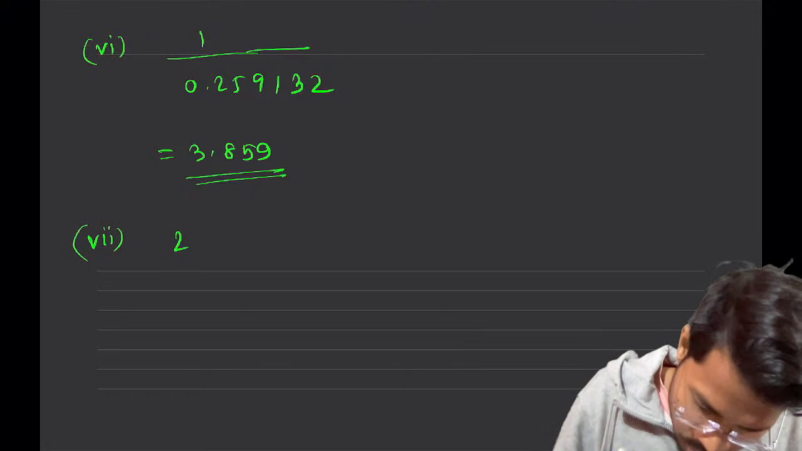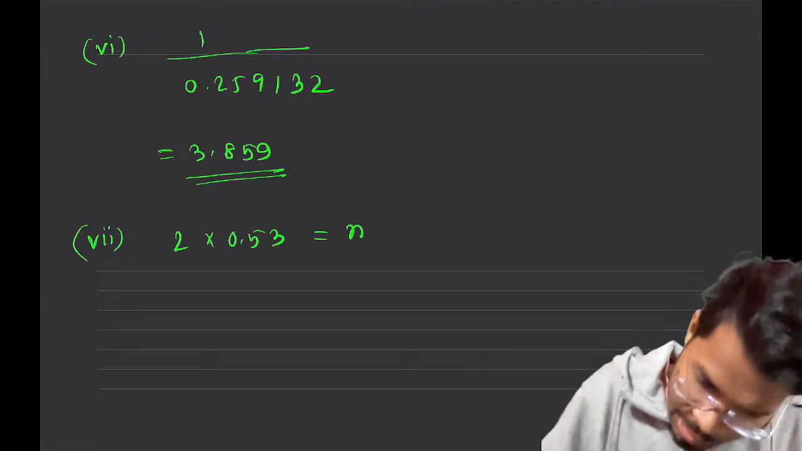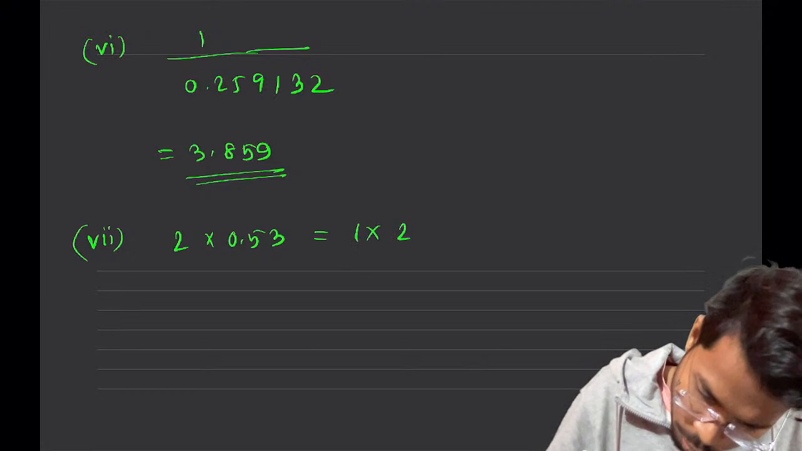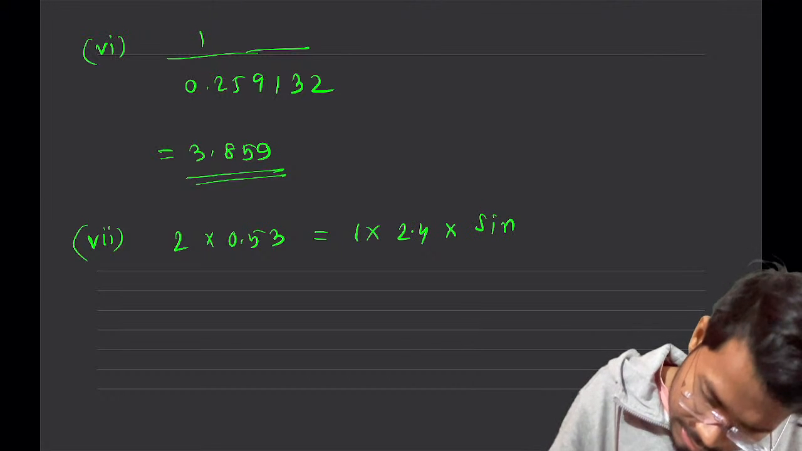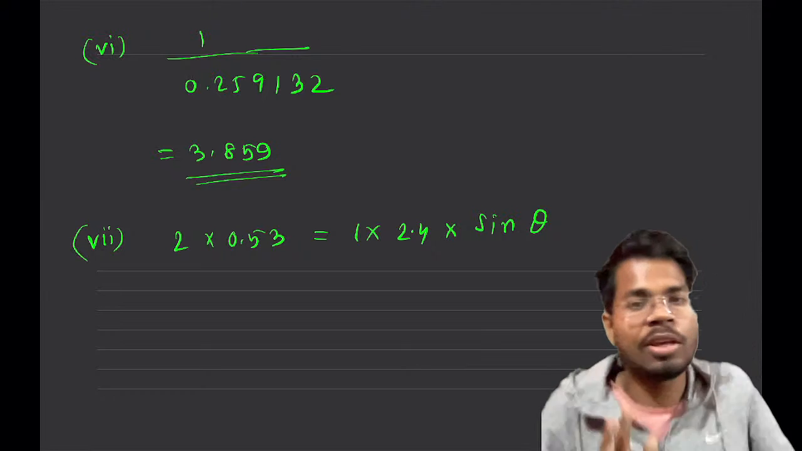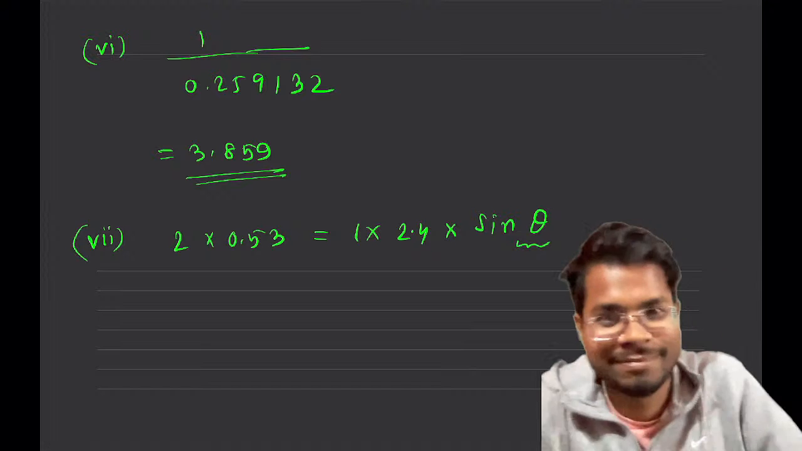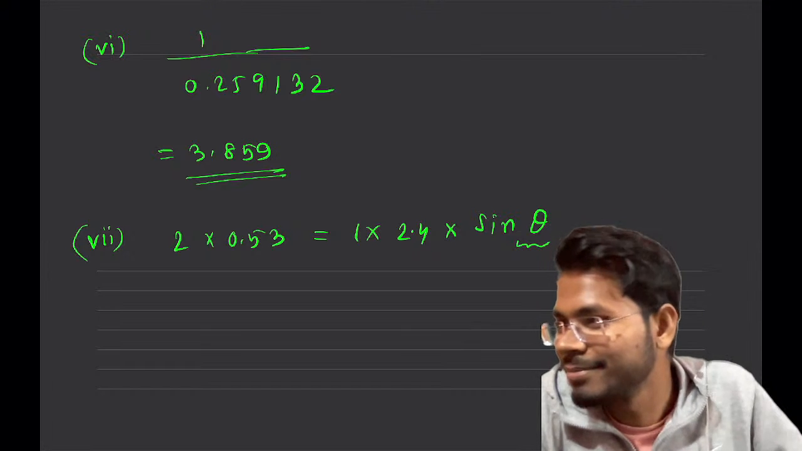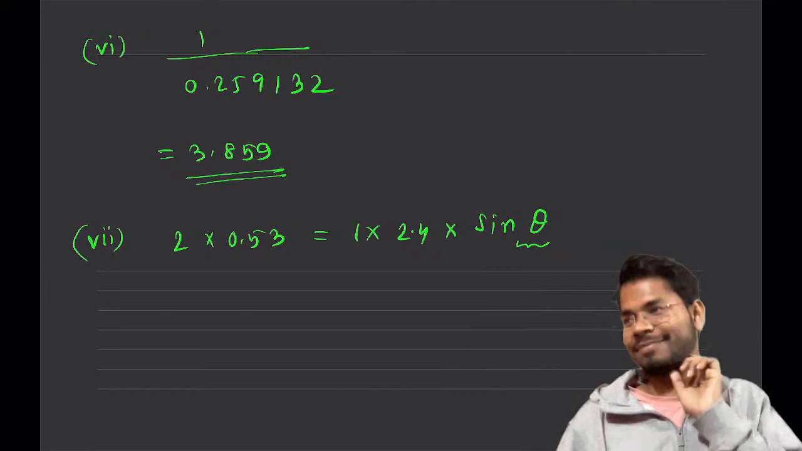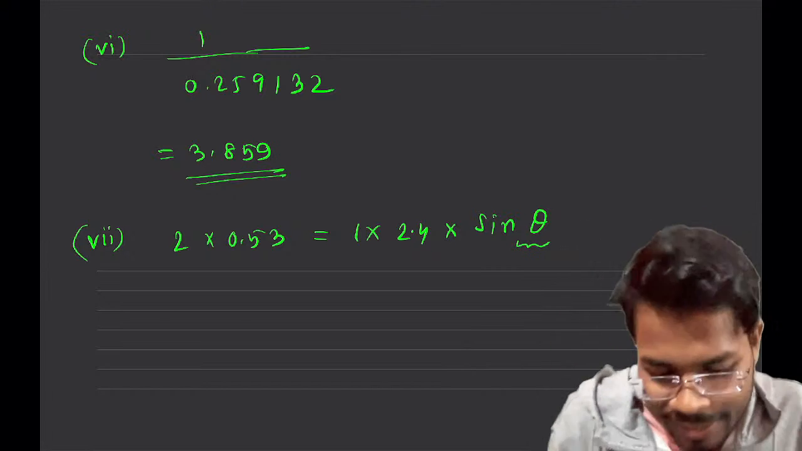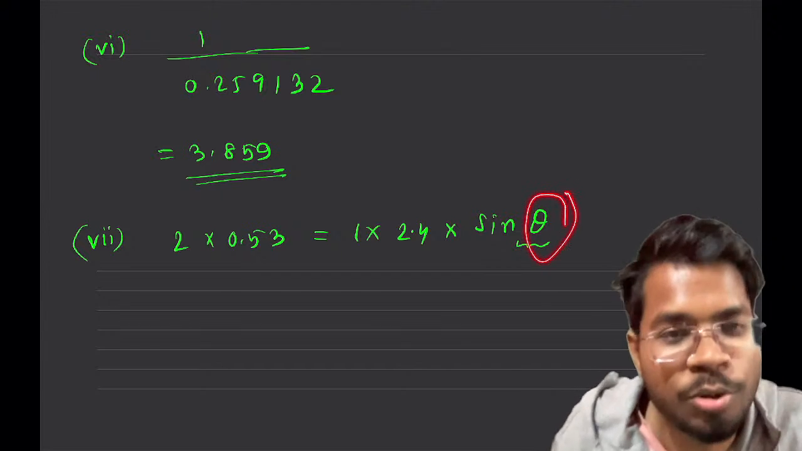2 into 0.53 is equal to n, which is 1, into 2.4 into sine theta. Suppose you have got this problem and you have to calculate the value of theta. How can you calculate this? How can you do this job?